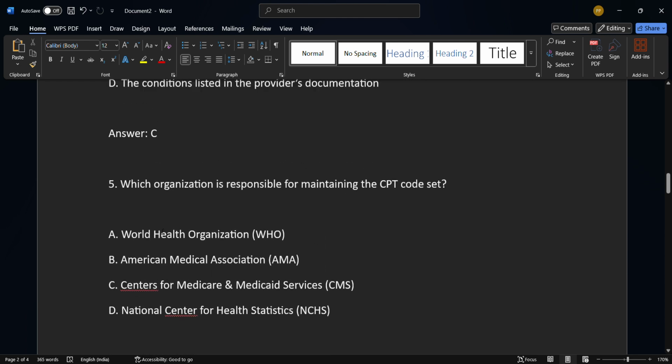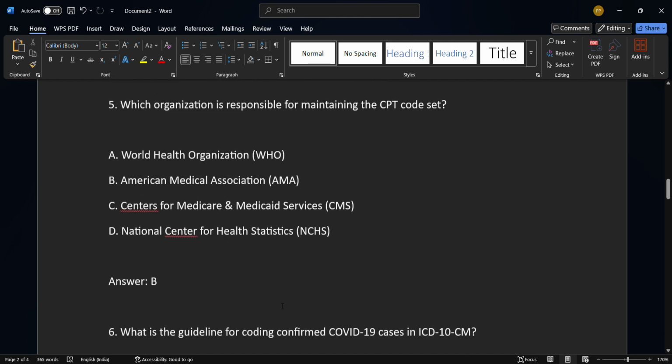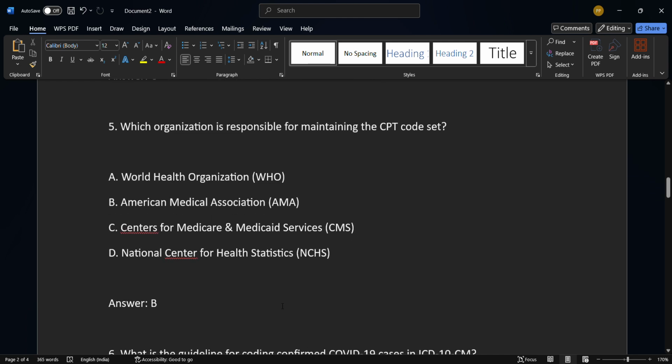Fifth question: which organization is responsible for maintaining the CPT code set? Here are the options. Option A, World Health Organization or WHO. You have to understand the short form and the full form. Option B, American Medical Association or AMA. Option C, Centers for Medicare and Medicaid Services, CMS. Option D, National Center for Health Statistics, NCHS. The right answer is option B, American Medical Association, AMA. CPT is for AMA.